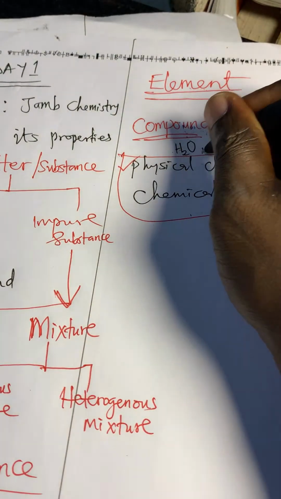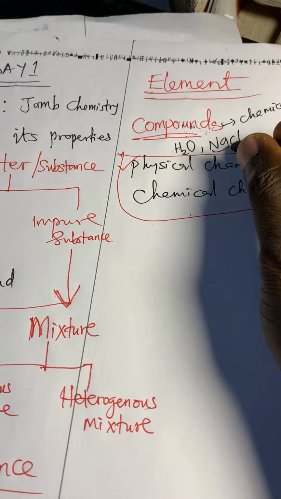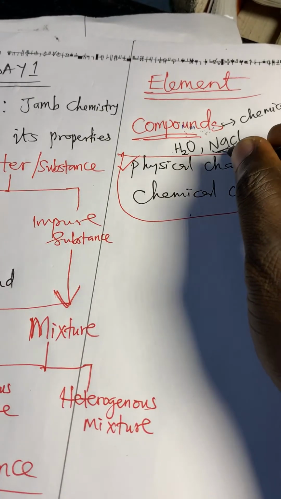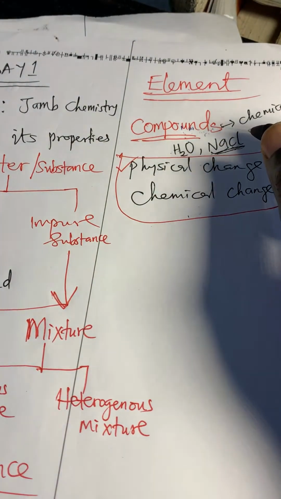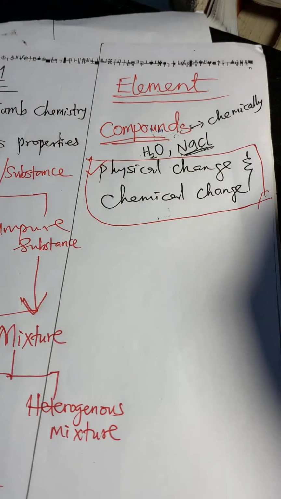The same thing when we go to our table salt, sodium chloride. The properties of sodium chloride, now as it is combined, are different from that of sodium and different from that of what? Chlorine. That is what we are talking about.